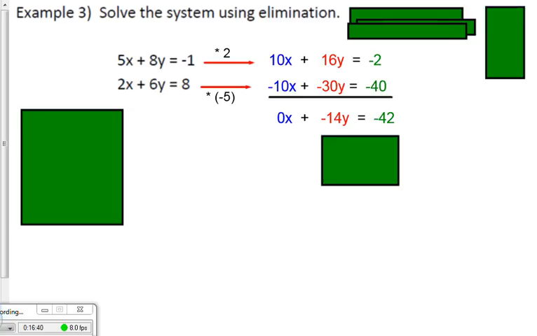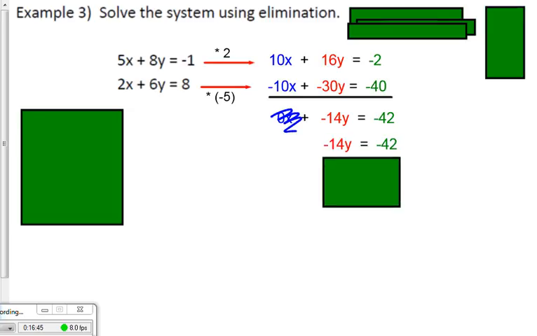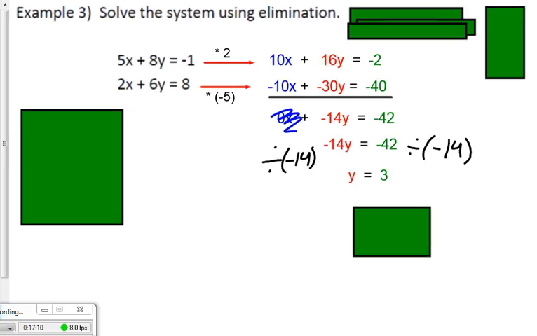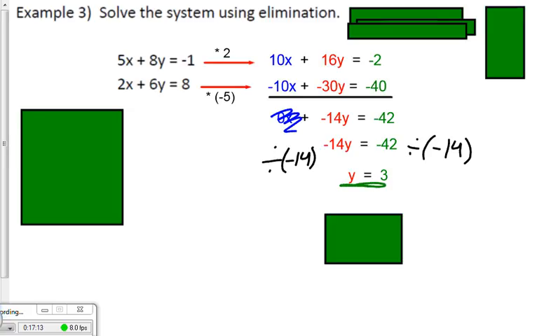Like before, this is basically like saying we don't need that piece, or we don't have that. So negative 14y equals negative 42. Divide both sides by negative 14. When I do that, dividing out the negative 14 from each side, I get y alone. Negative 42 divided by negative 14, well, a negative divided by negative is positive. 42 divided by 14 is 3. So y equals positive 3. Okay?